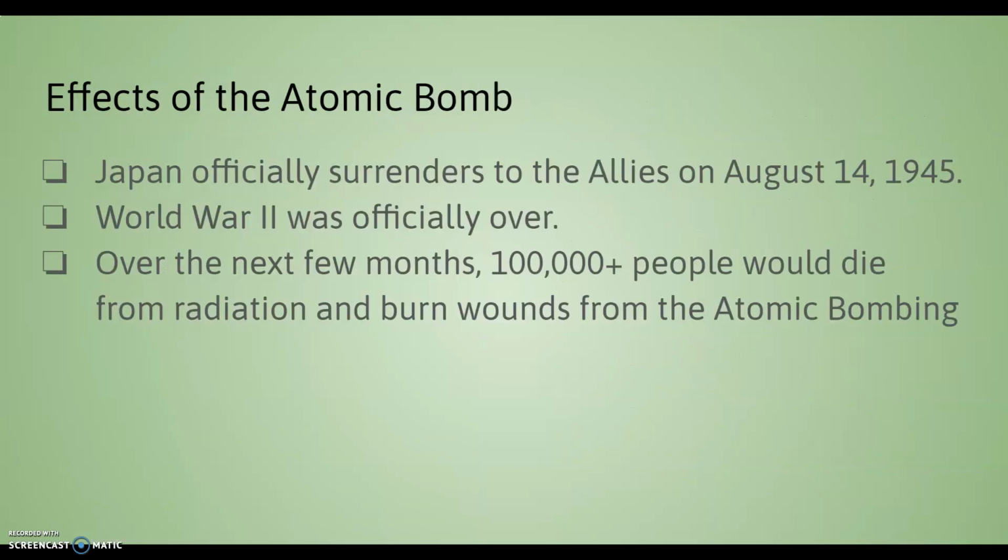people, okay? So after this one, Japan says, okay, enough is enough, and they officially surrender to the Allies on August 14th, 1945. This is known as VJ Day, or Victory in Japan, okay? And World War II is officially over, but over the next few months, hundreds of thousands of people are going to die from radiation poisoning from these atomic weapons.